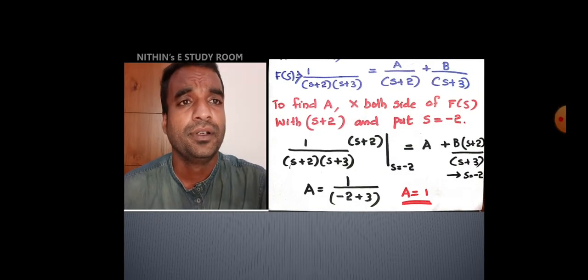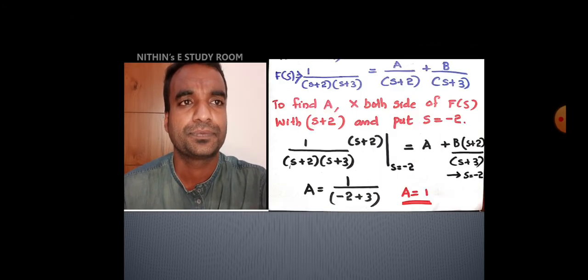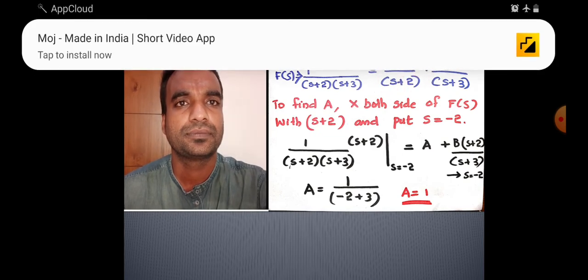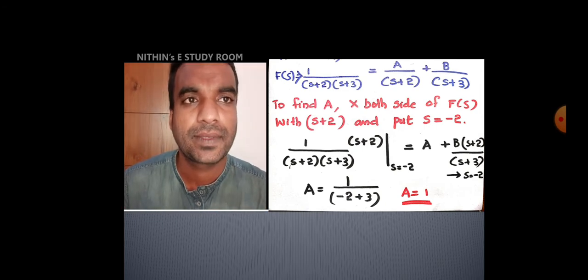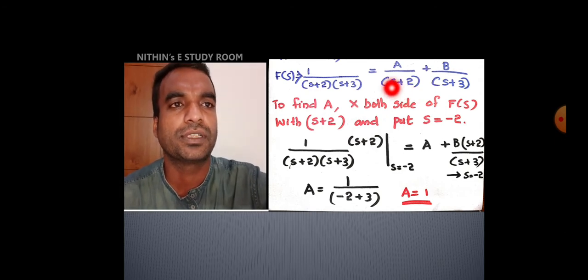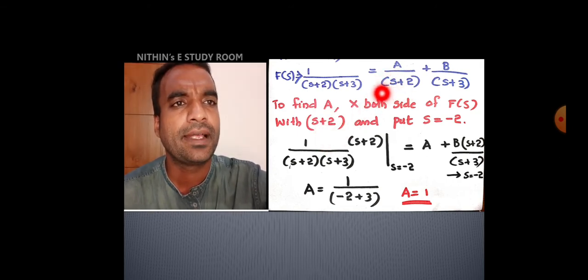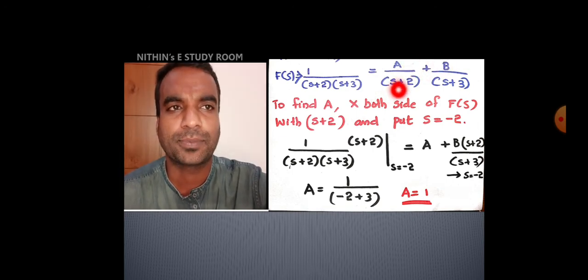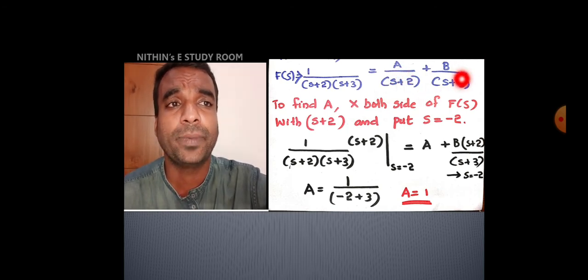So you have to cross multiply on both sides with s plus 2. You know that if you are cross multiplying with s plus 2 on the right side, what you will get is A into (s plus 2) by (s plus 2). So s plus 2 and s plus 2 will get cancelled. And B into (s plus 2) by (s plus 3).